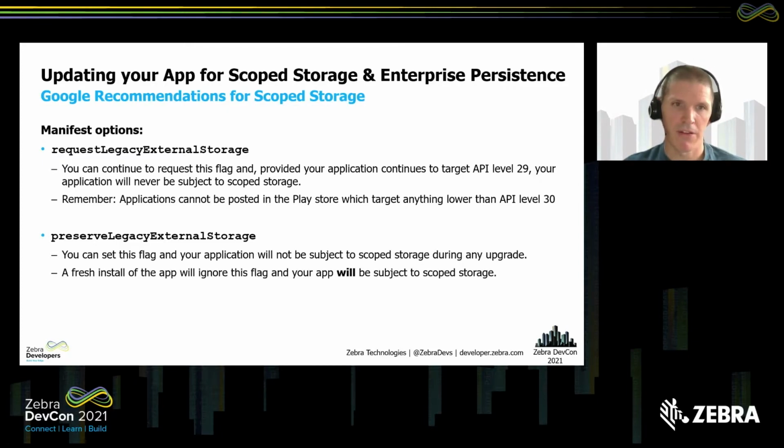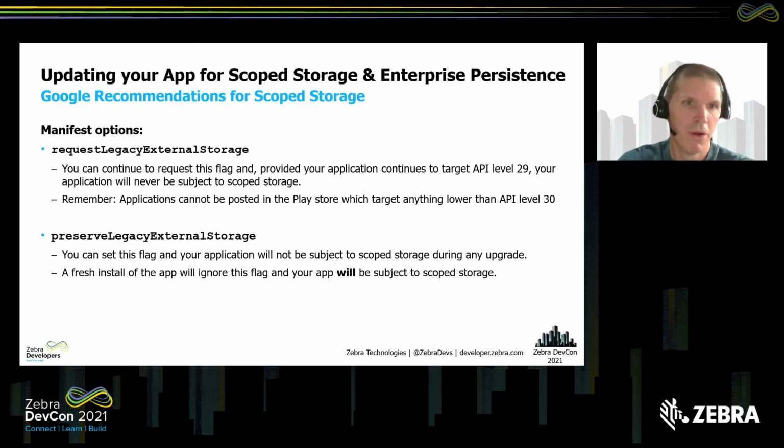Preserve legacy external storage. I've seen some people say, hey, this looks good, I'm going to use this to bypass scoped storage. Its only use is if you have an application on an Android 10 device and the device is updated to Android 11. The application was previously not subject to scoped storage, and now it's running on Android 11 and it is subject to scoped storage?